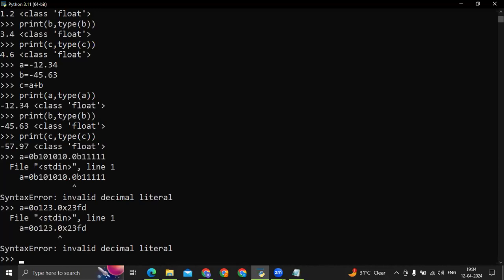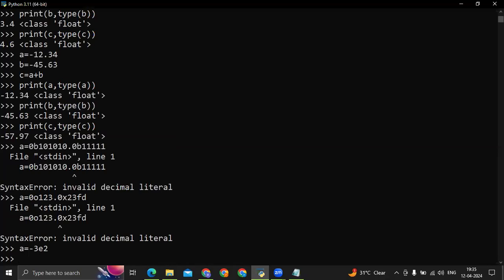Float data type also stores the scientific notations of the floating point values. And what is the advantage of scientific notation of floating type values? It takes less memory space. Like if I write A is equal to minus 3e2, what will happen?